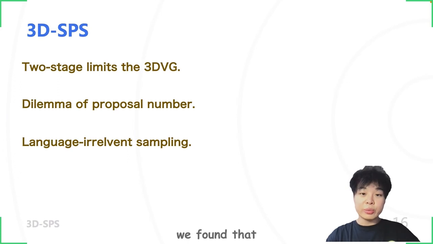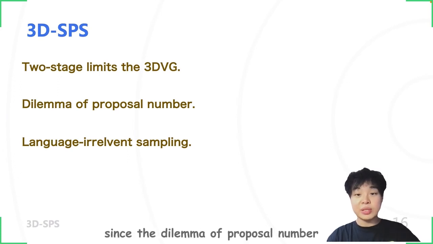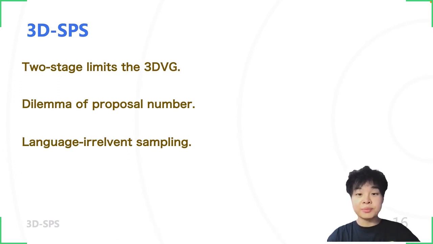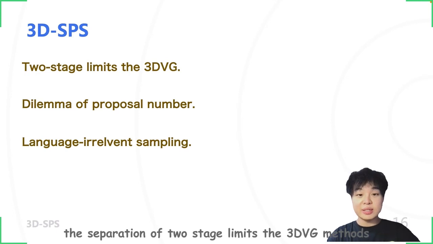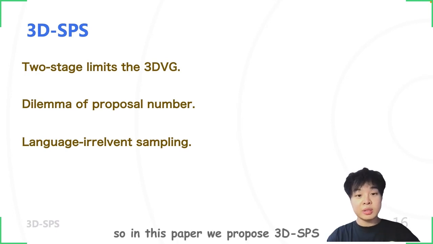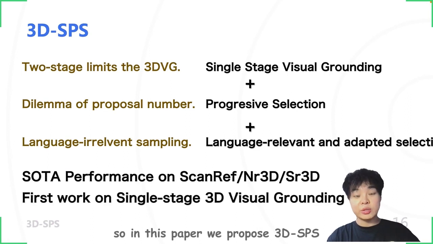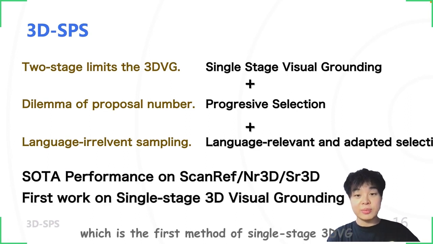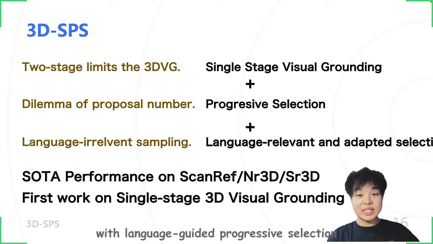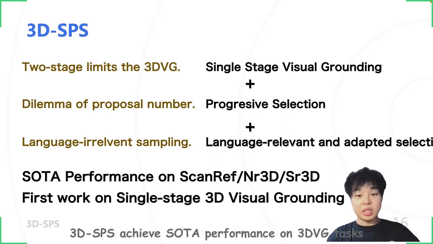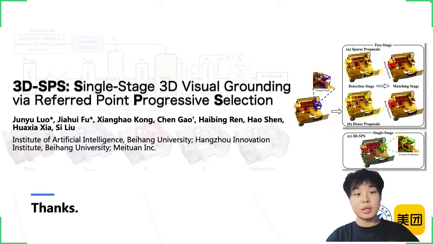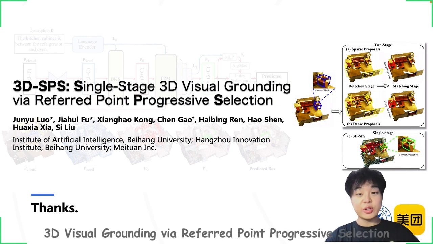In conclusion, we found that because of the dilemma of proposal number and the language-irrelevant sampling, the separation of the two stages limits 3D VG methods. So in this paper, we propose 3D SPS, which is the first method of single-stage 3D VG with language-guided progressive selection. 3D SPS achieves SOTA performance on 3D VG tasks. This is our work, 3D SPS, single-stage 3D visual grounding via referred point progressive selection.